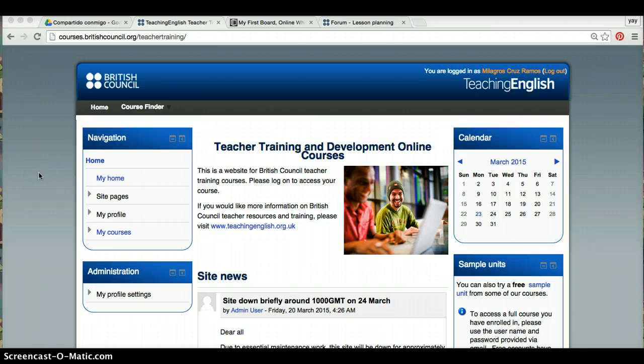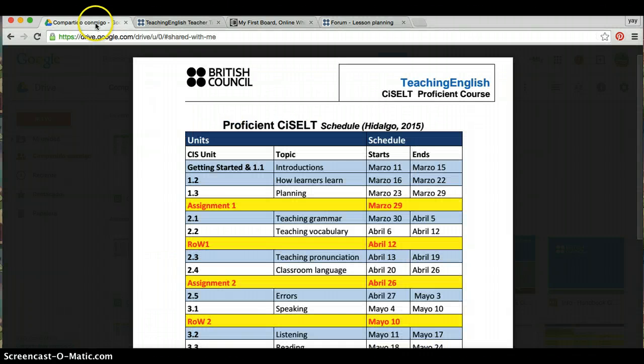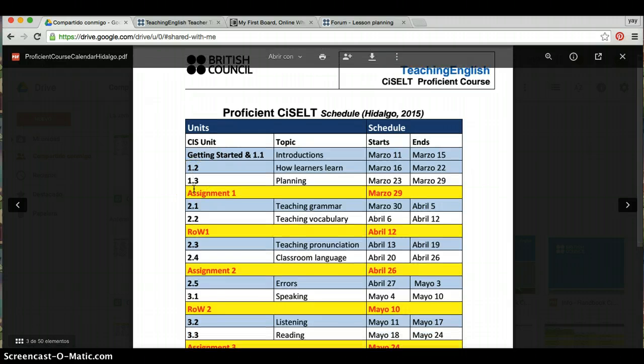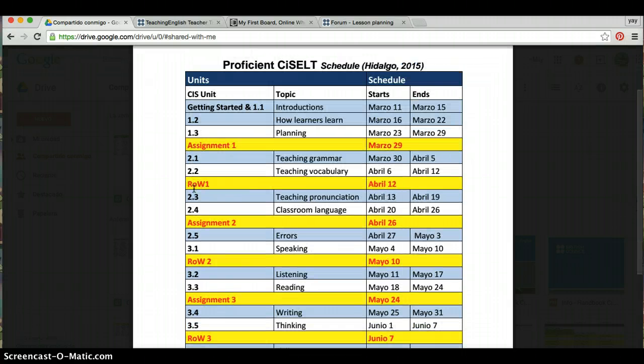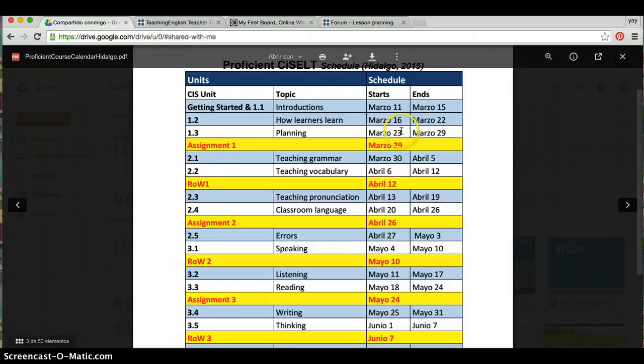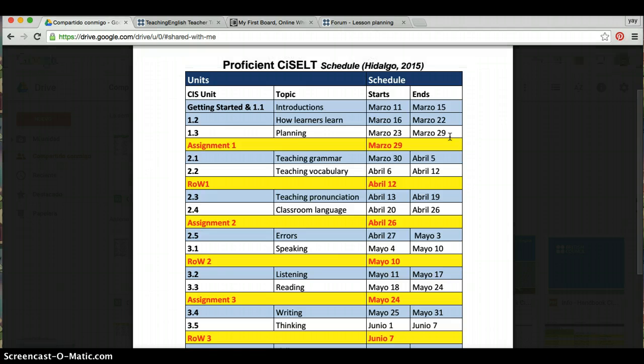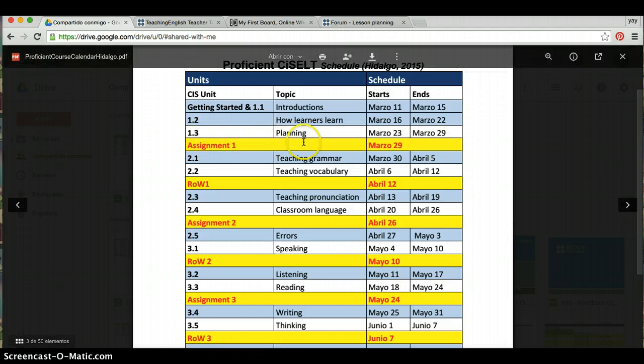Okay, so in this video, we're going to give an overview of the work for Unit 1.3. As usual, I'm going to start the video by talking about the calendar. Today is March 23rd. This week ends on March 29th, which is next Sunday. And we have to work on Unit 1.3, which is called Planning.